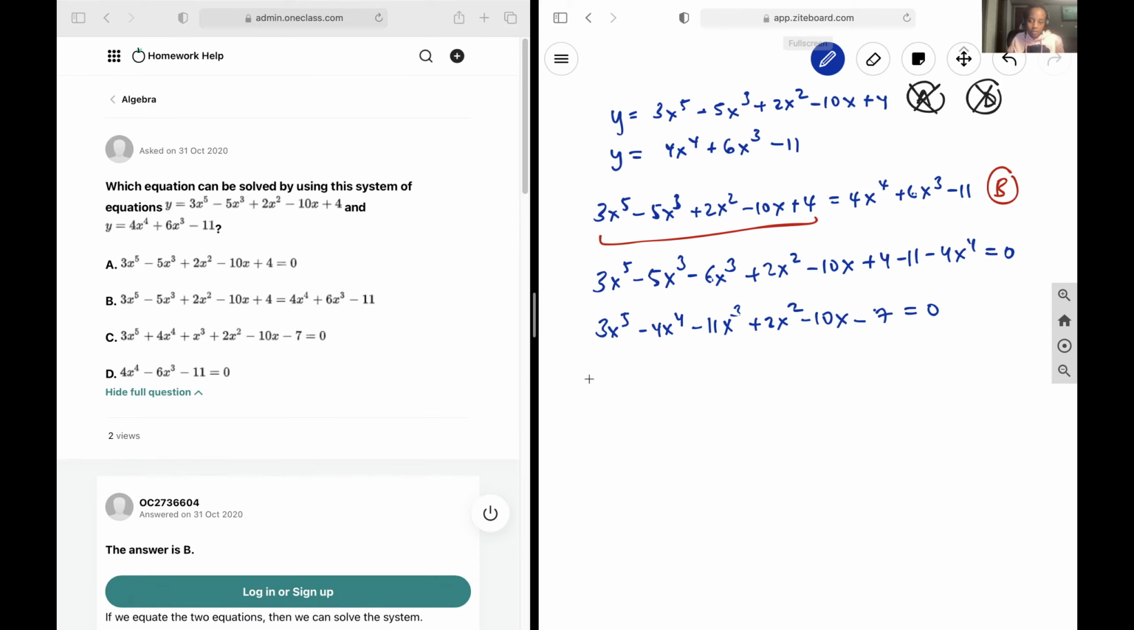And so from this we can see that the sign of this is incorrect, the variable here is incorrect, meaning that C is also not a valid answer. So our only valid answer would be B.